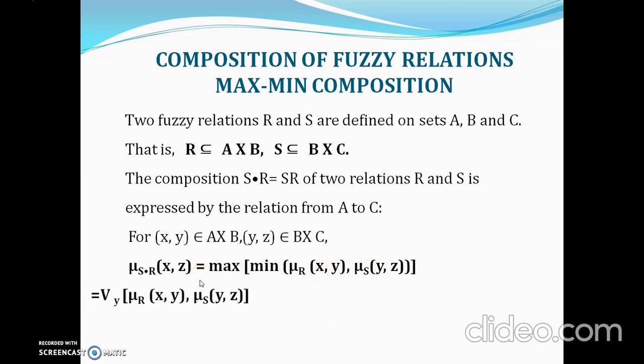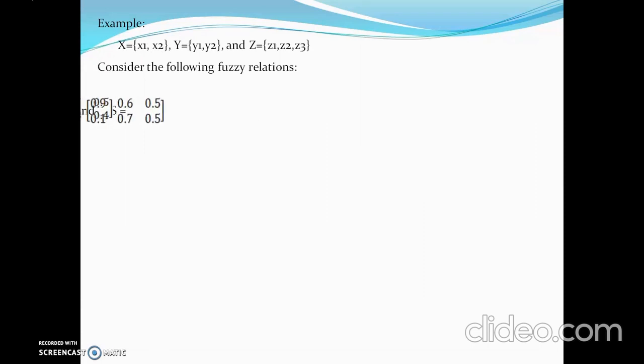We will go for one example. Consider the sets x1, x2, y1, y2, z1, z2. They have some membership values. After applying x cross y and y cross z, we got these two relations. Here x1, x2, y1, y2, and y1, y2, z1, z2, z3. We want to correlate these two based on the max-min relationship.